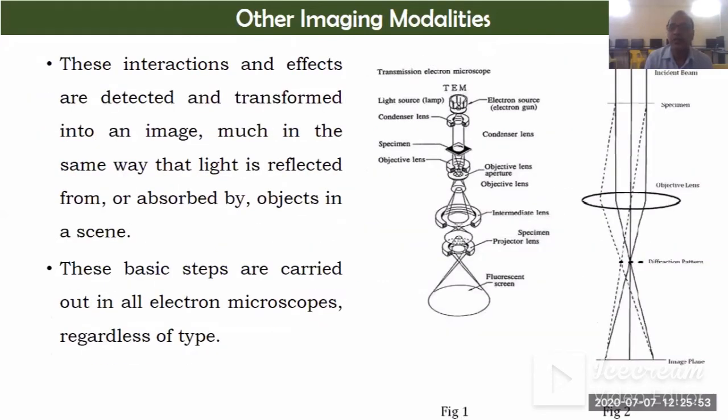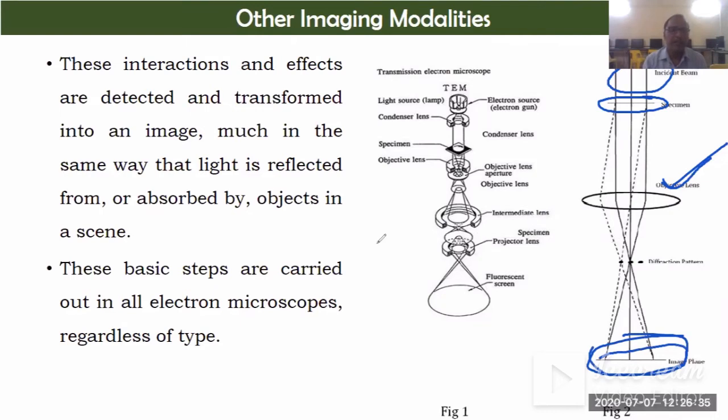See here, this is one simple example. Some source will send the electrons. Here is a specimen, and the electrons will pass through it, then be passed through this lens, and this image will be generated. So these are our steps. The source sends the electrons, the electrons pass through the specimen, then a lens is used to enlarge that image, and that image is recorded on an image plane, or on a computer system or whatever the output system is.